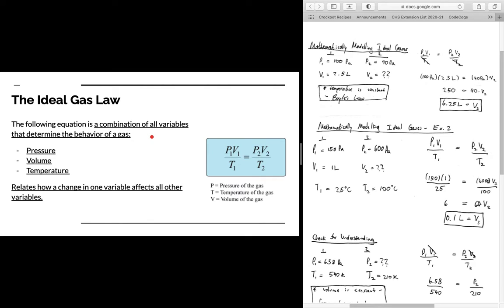The ideal gas law is an equation that combines all three variables that describe the behavior of gas: pressure, temperature, and volume, and relates how change in one variable affects all other variables. Okay. So the ideal gas law states that the initial pressure times initial volume divided by the initial temperature of a system is equal to the final pressure times the final volume divided by the final temperature of a system. So what the ideal gas law tells us is if we change one variable, how subsequently do the other variables change? So if we change pressure, how might volume or temperature change? Okay.